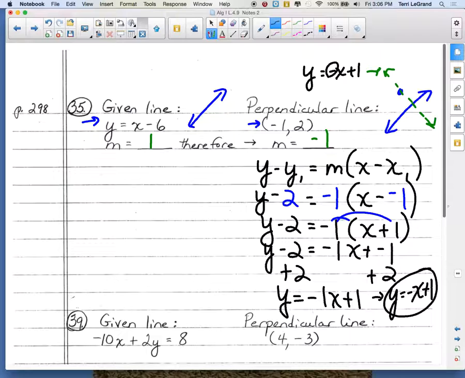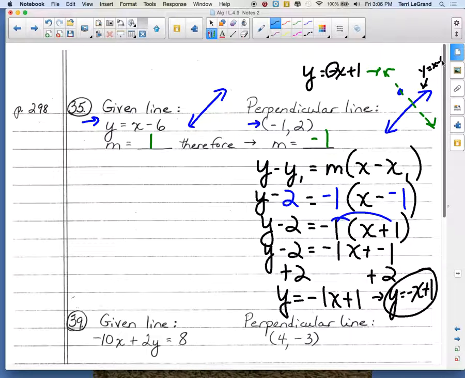So feeling pretty good about this. Remember, this is our given line right here, y equals x minus 6. Kind of got hidden there underneath my bar. Okay, questions on that one? Okay, the good news about that one, go ahead, Nick.